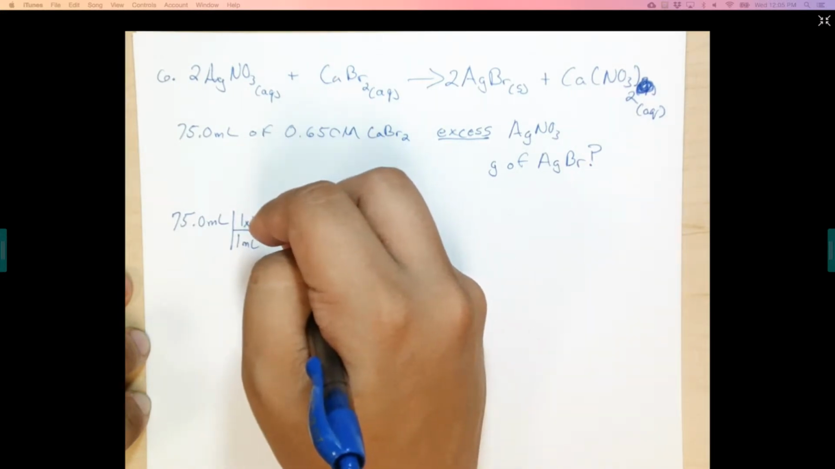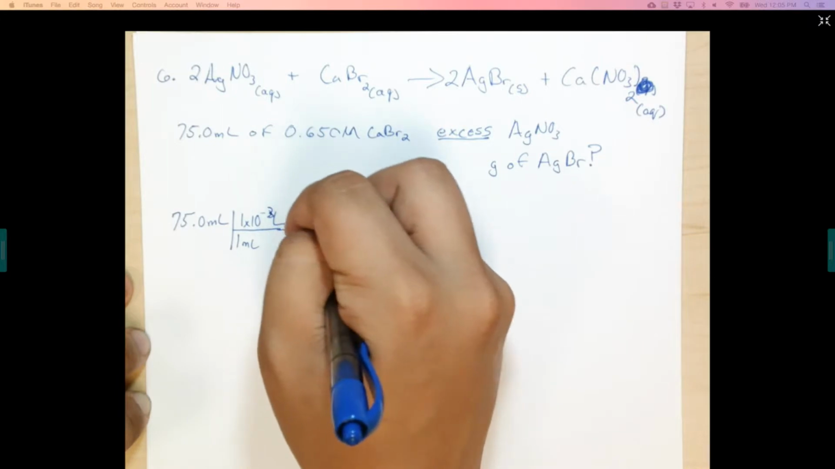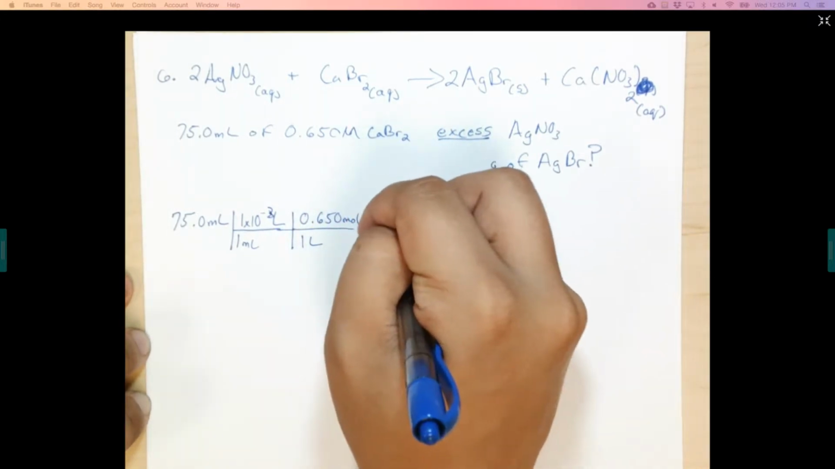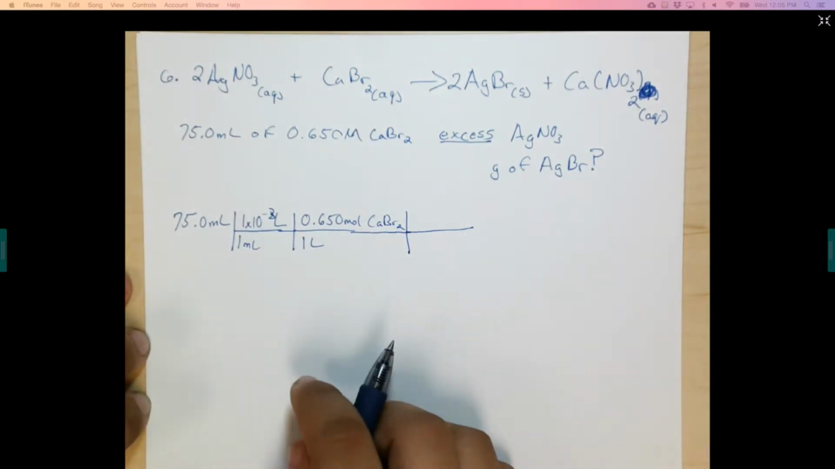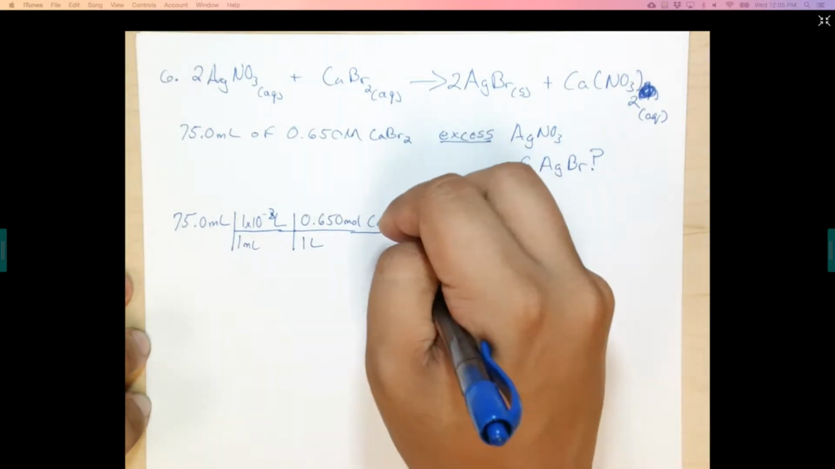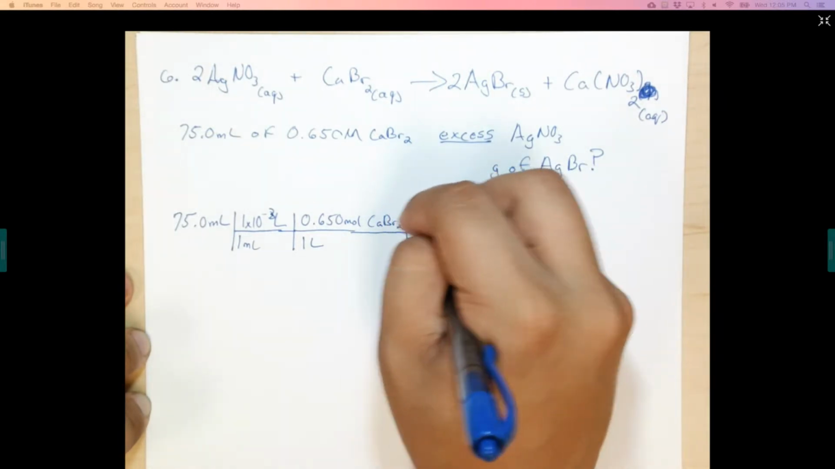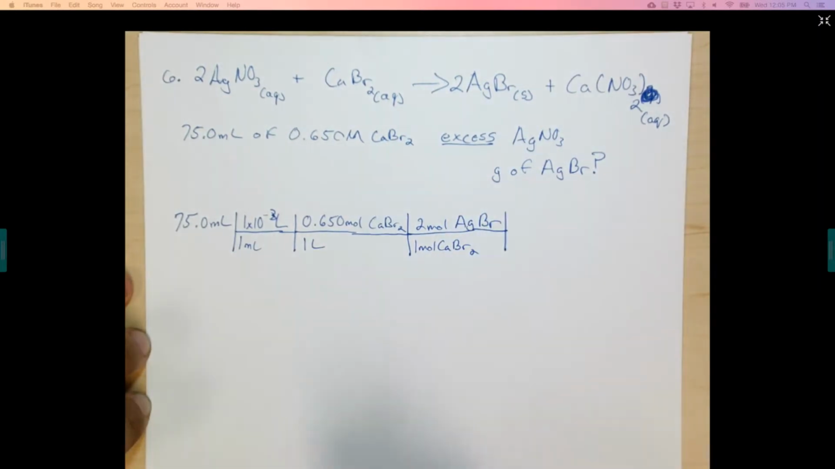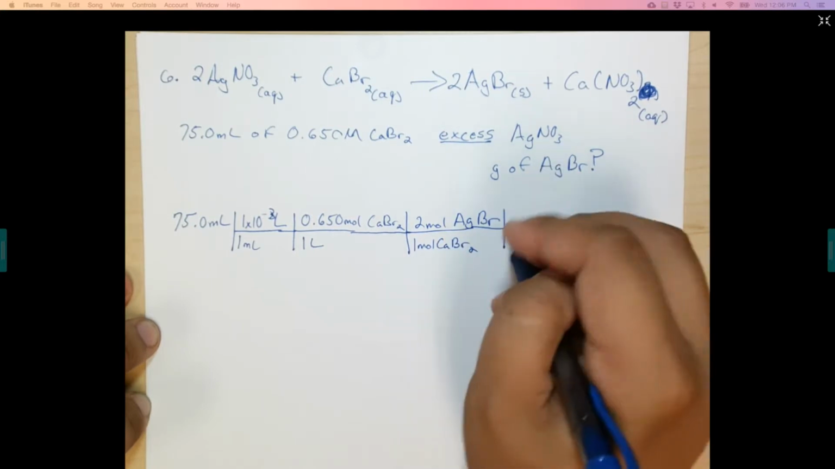For every liter, we end up having 0.650 moles of calcium bromide. Now, when we have moles, we then do the mole to mole ratio, and we see that for every 1 mole of calcium bromide, we have 2 moles of silver bromide. Remember, silver creates a +1 ion only, so it's a 1-to-1 ratio here. So it's 1 to 2 in the mole to mole ratio.